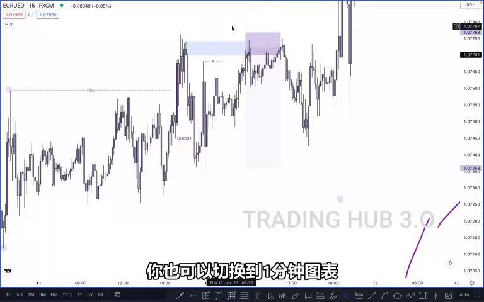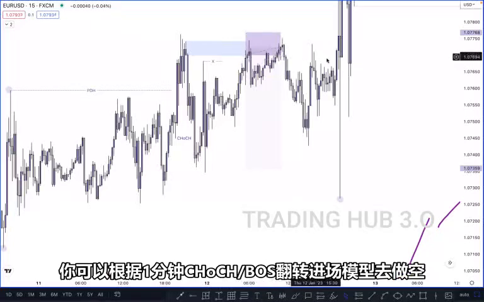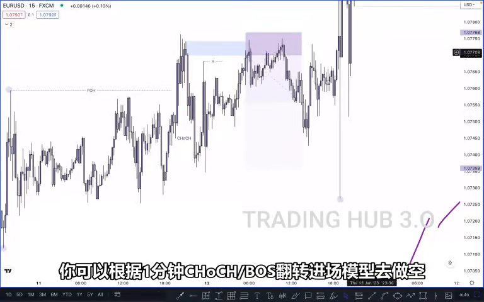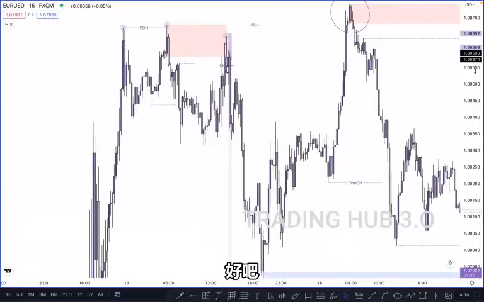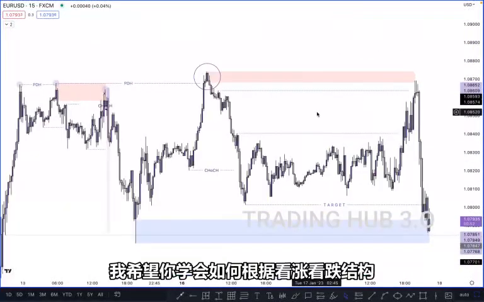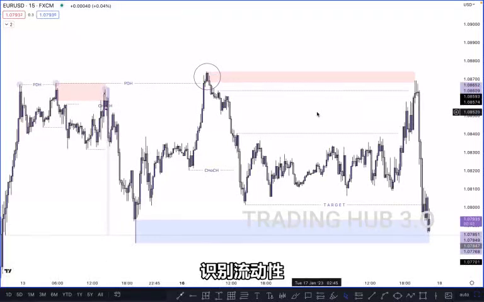Also you can switch to a 1 minute chart. You can definitely sell here as per the 1 minute CHoCH or BOS or flip entry model, which I did here like this. So you can apply it in your chart. All right, so I hope you learned how you can identify liquidity based on the bullish structure and the bearish structure. You have to just follow and practice.